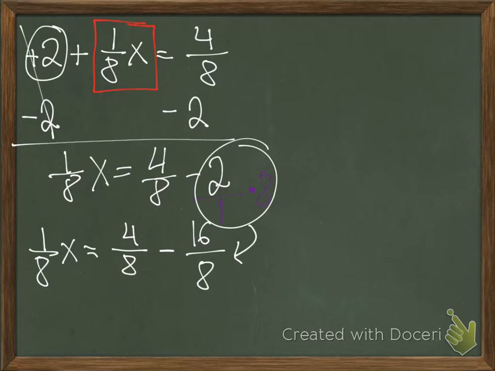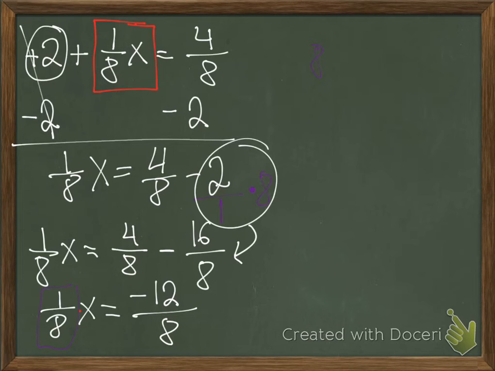Next, I'm going to do the operation. I see 1/8 x equals 4 take away 16 is negative 12, and my denominator stays the same. All right? So now again, I'm going to point out how here there's an invisible multiplication sign. So I know right away the opposite of multiplication is division. However, we don't divide fractions. What we do is we multiply with the reciprocal. Reciprocal means you take this fraction here and you just flip it over. Actually, you multiply with the one that is flipped.